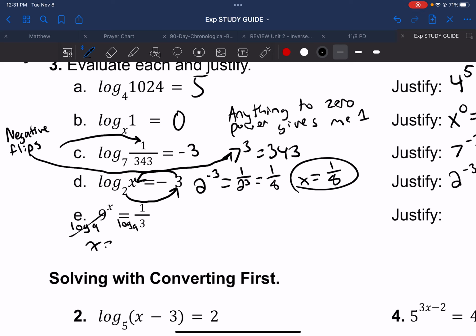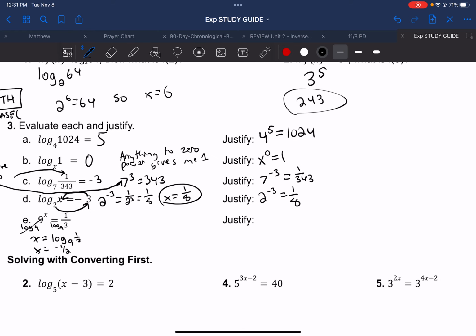I'm going to do log base 9 on both sides. So I have x equals log base 9 to the 1/3. That's saying 9, once again, 9 to what power equals 1/3. And then you can just type it in your calculator. Math, log base 9 of 1 over 3. It's going to give me negative 1/2. Okay? And your justification, once again, just plug it in exponential form. Just use exponential form for your justification always.